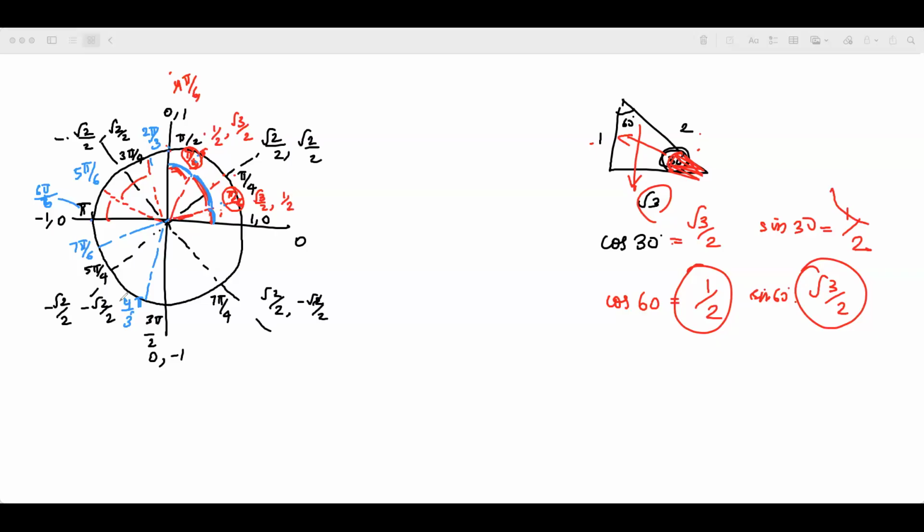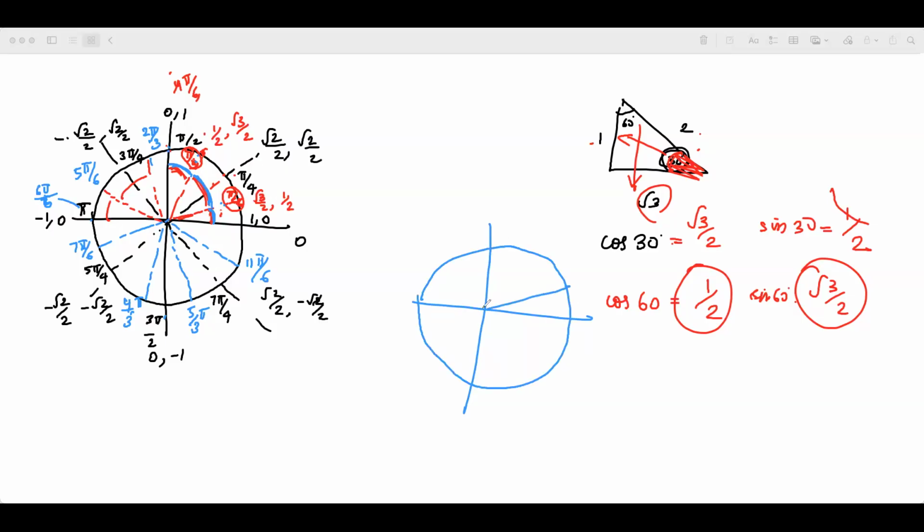So this is 7 pi by 6, 8 pi by 6, 9 pi by 6. This is 11 pi by 6, 10 pi by 6 will be 5 pi by 3. Make sense? Any questions here? How did I separate it? I can do it one more time, but please listen and get it.